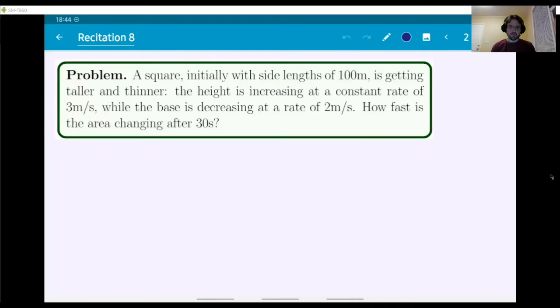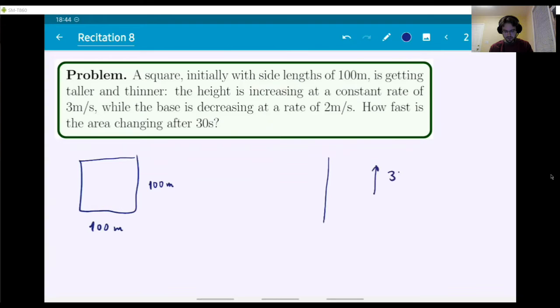Here is a related rates problem. We know it because it's basically a word problem. So in this problem, a square initially has side lengths of both 100 meters, but it's actually changing. It's getting both taller and thinner. The height is increasing at a constant rate of 3 meters per second, but the base is decreasing at a rate of 2 meters per second.